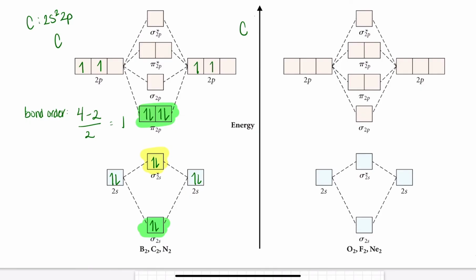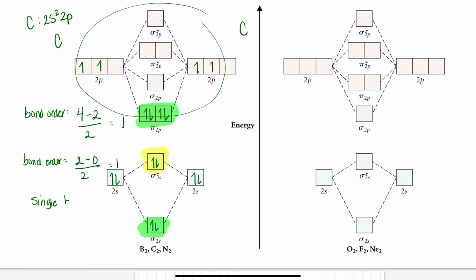You could also do it by just looking at the highest level. We would say bond order, 2 bonding orbital electrons, 0 non-bonding, divided by 2 also gives me 1. So this has a bond order of 1, which tells me it is a single bond. And because I have no unpaired electrons, it is diamagnetic.